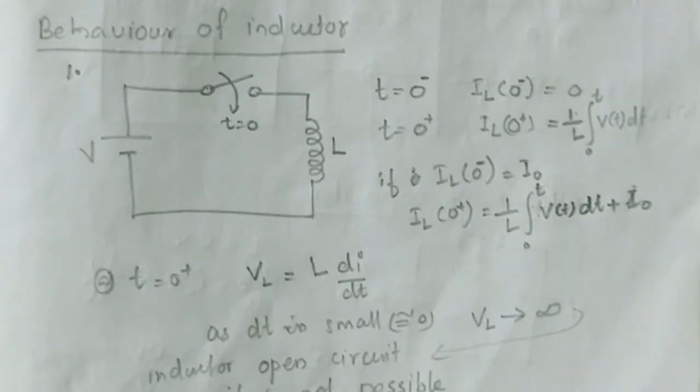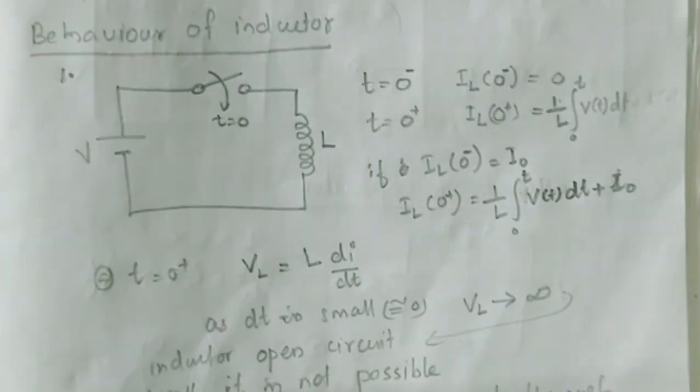Next one is behavior of inductor L. For an inductor, current and voltage is related by this equation: VL is equal to L into di by dt. Voltage across the inductor is proportional to rate of change of current. So it is to be noted that it is impossible to change the current through an inductor by a finite amount in zero time. This requires an infinite voltage across the inductor. So it is practically not possible.